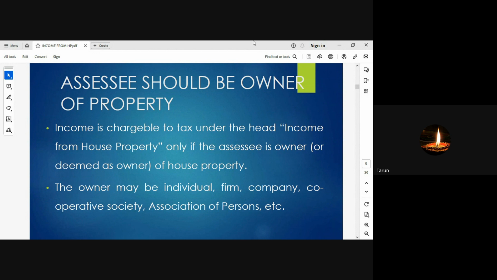Next, the owner may be an individual, firm, company, cooperative society, or association of persons. It could be anything. I already taught you these things in the first session. Persons have been categorized into different types: either individual, firm, company, cooperative society, or association of persons. It would be any one of them. Anyone can become an owner of a property.